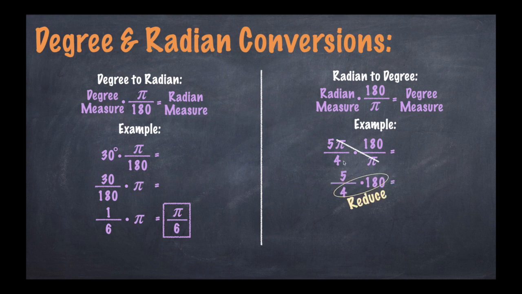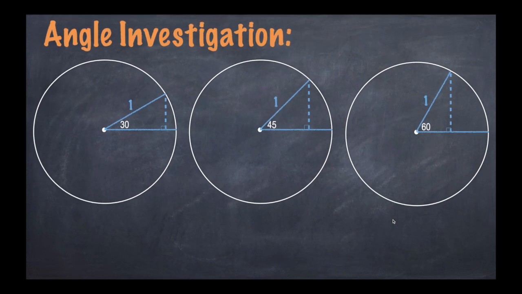Which then can reduce the 180 over 4 part. We end up getting 5 times 45, and that gives me 225 degrees. Again, something I want you to understand, but not something that you're going to actually have to complete problems on. But because of this, we can talk about 3 specific angle measurements here.